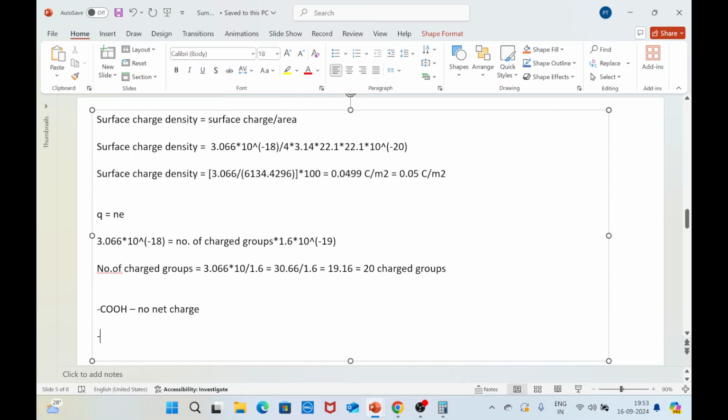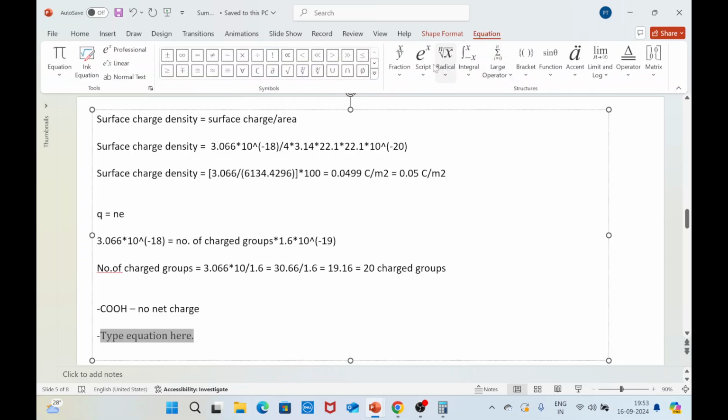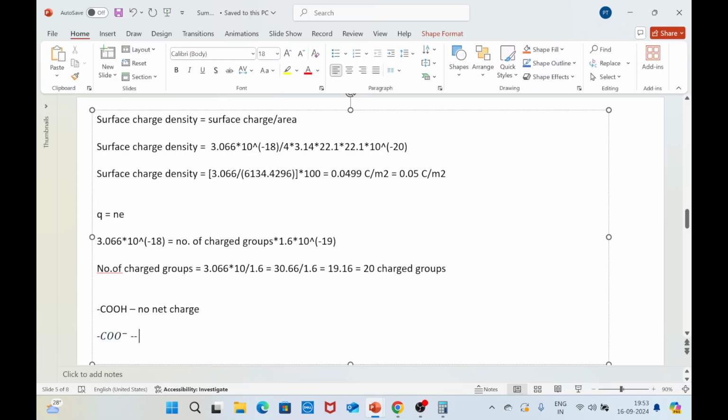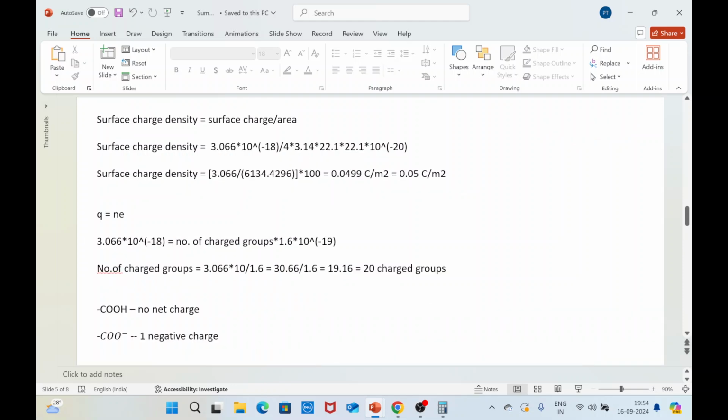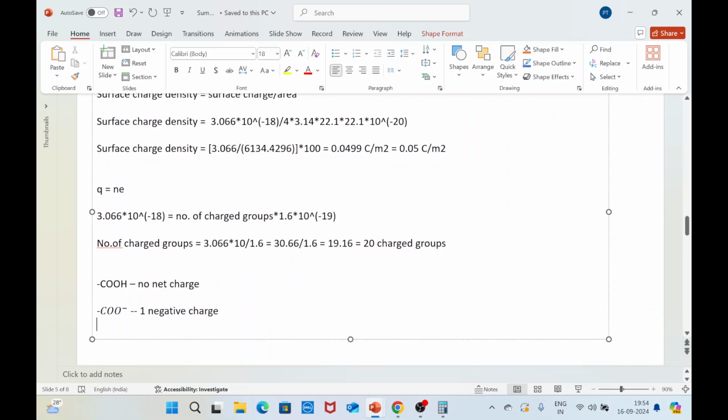It will have COO minus. So now only it will have one negative charge on its surface. So whatever the charge that you have calculated comes because of these dissociated molecules, and that is 20% of the whole micelle. So I guess I have given the answer.